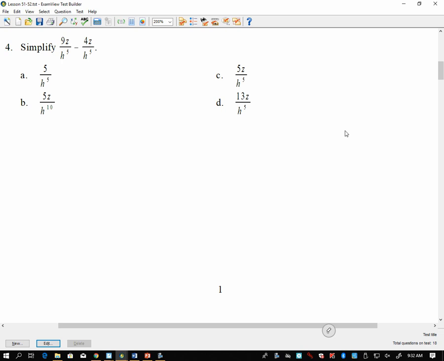Okay. So when I'm subtracting fractions, does my denominator change? No. So I should get over what? Over h to the 5th. So I have 9z minus 4z. What is that? 5z. Okay. Was that question easier than it looked? Yeah. Okay. 5z over h to the 5th. Okay, move on from there.